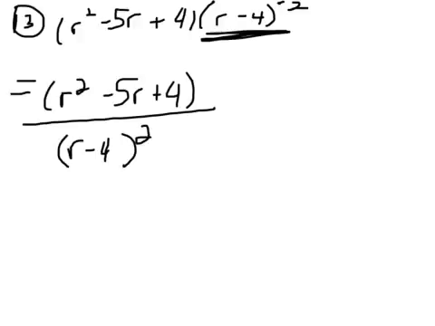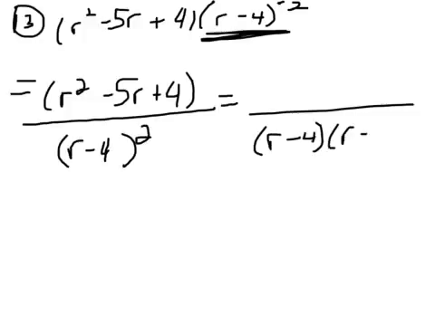Now, if I want to simplify this, I need to factor this top just because I want to see if something will cancel out, right? On the bottom, I'm going to go ahead and write it like this. (r minus 4) squared is (r minus 4) times (r minus 4). I wrote it that way because I suspect that something's going to cancel out, or they wouldn't have given me this problem the way they did. Let's look at the top.